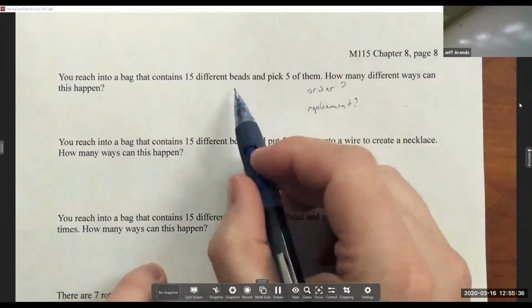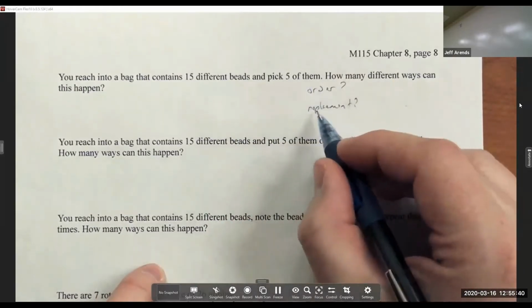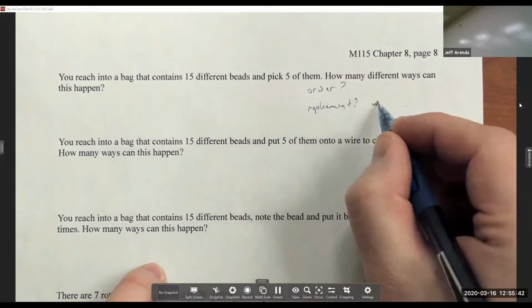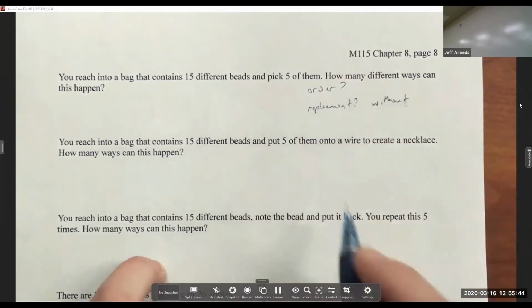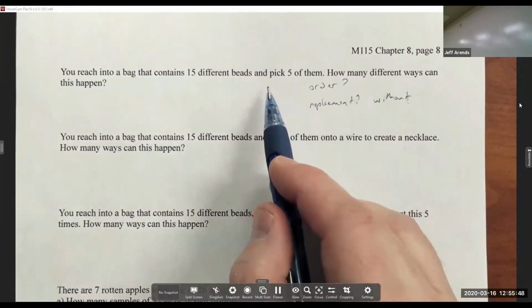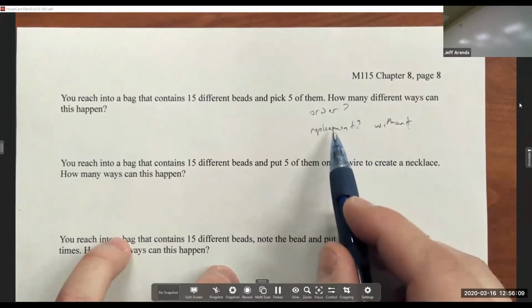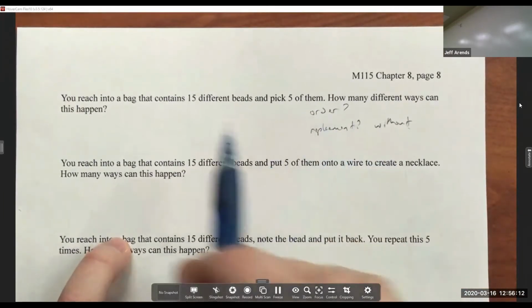Well, we're just picking 5 of the beads. I'm not picking a bead and having the possibility of putting it back. So we know that this is without replacement. So already I know we're either going to be talking about a permutation or a combination problem. If we're dealing with the beads, this is without replacement, needing to figure out whether or not order matters.